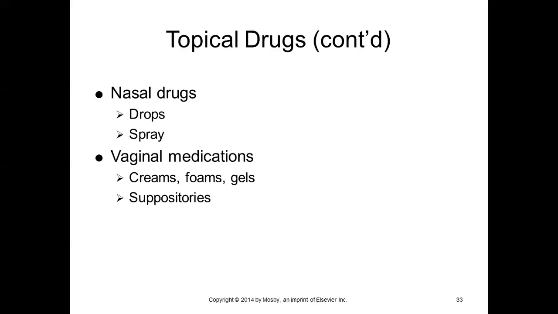Another topical drug we use is by the vaginal route. It's called vaginal medication, like creams, foams, gels, or suppositories. It depends upon the medical condition, and we have to follow the healthcare provider's prescription.